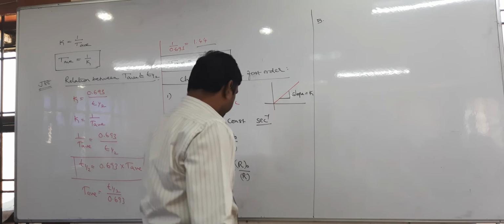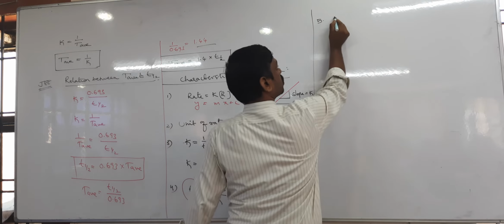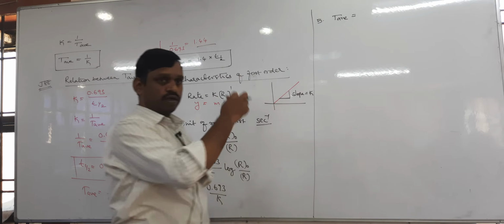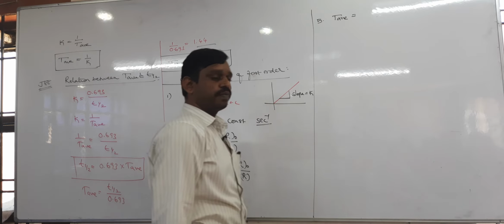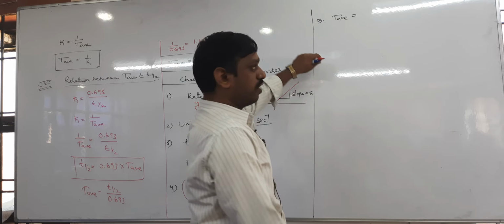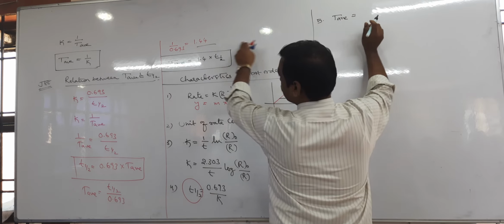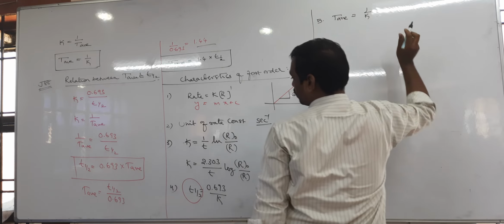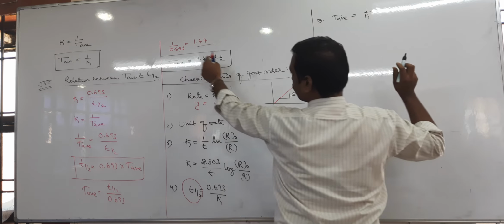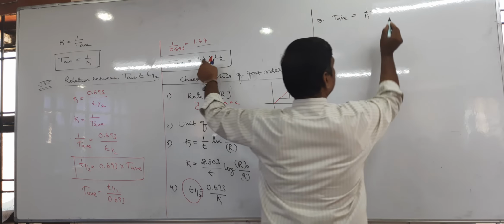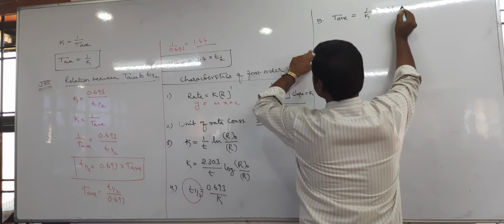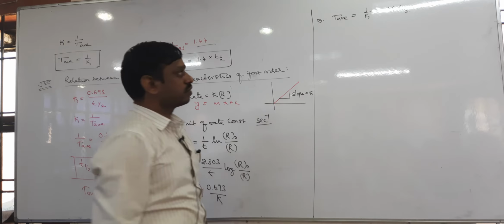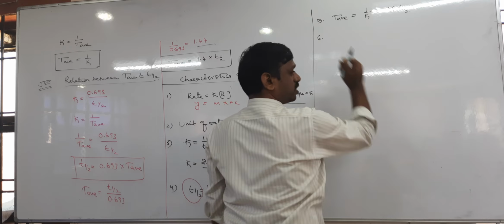So what is the fifth characteristic? T average. Okay, T average we have not studied there in zero order. So T average we study only for radioactive disintegration reactions. T average equals 1 by K, and its relation with T half is T average equals 1.44 into T half, right? Next, sixth point.